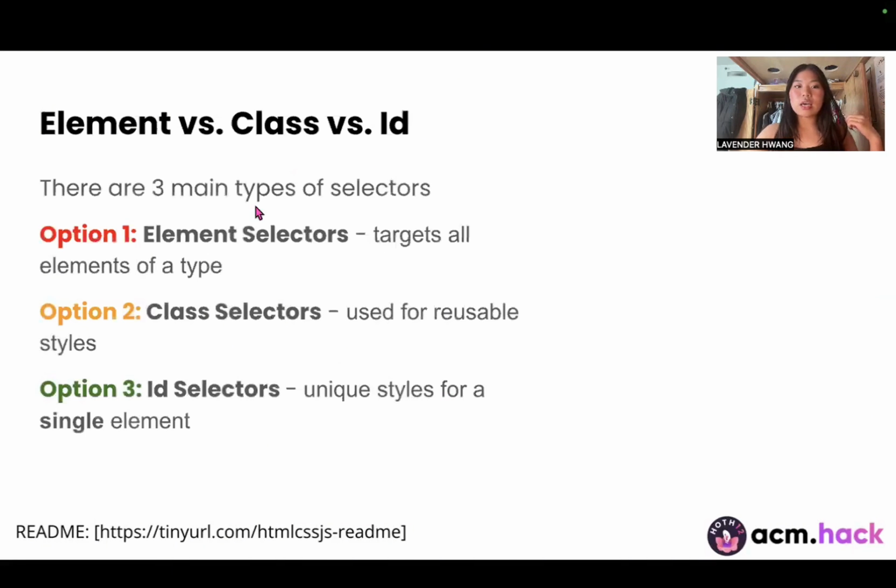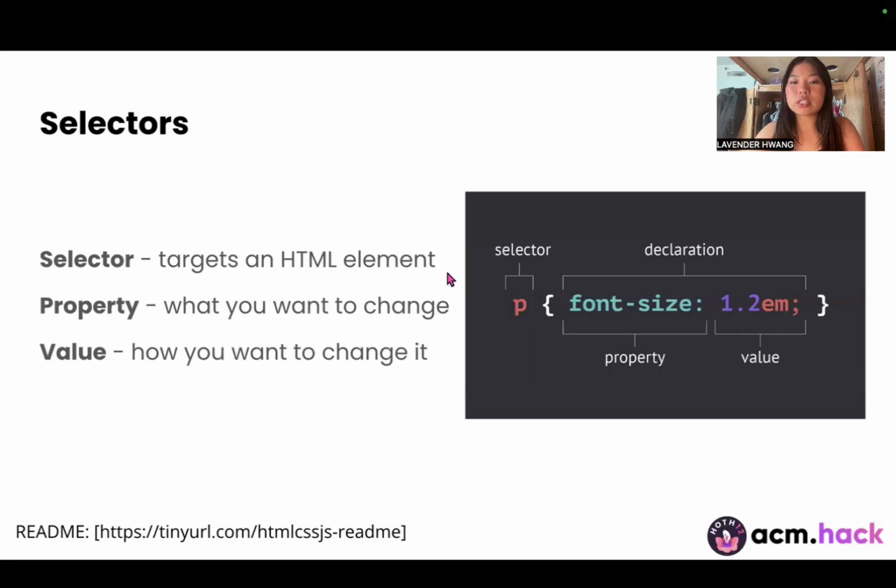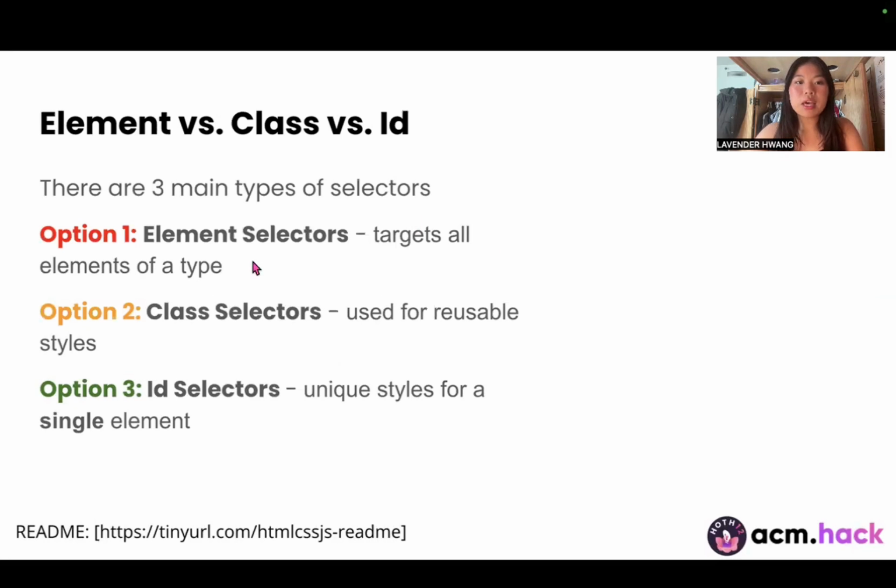So let's see. There are also three different types of selectors. So the selector is this part right here, right? This is basically telling it what to select. So there are three main types. So you have your element selector. This targets all elements of a type, and this is what we've been using so far. It's just a P. So this is going to target all of my paragraphs and make the color blue for all of them.